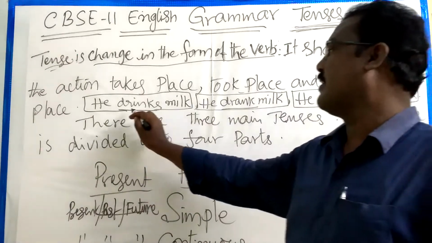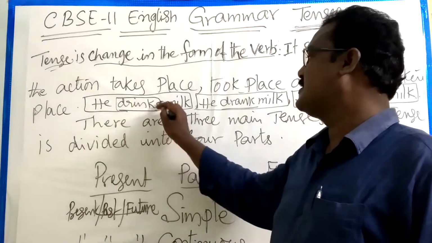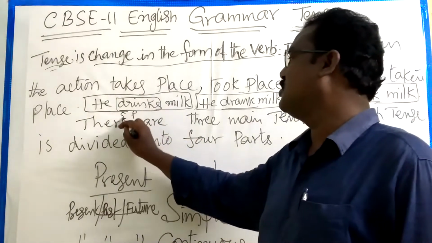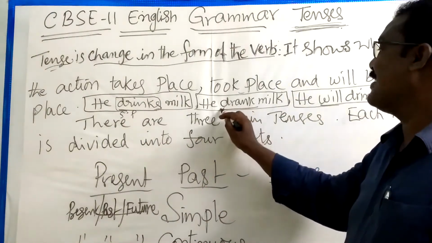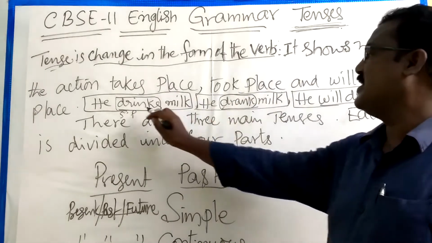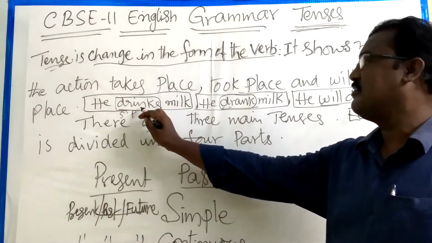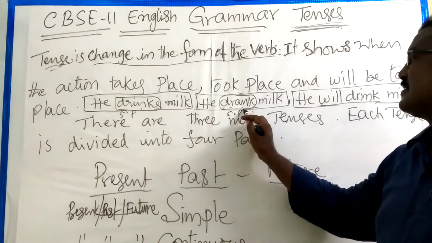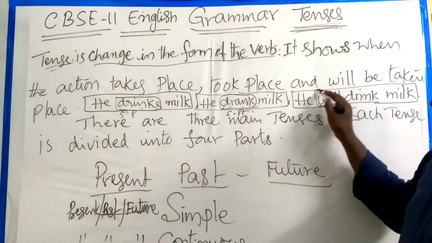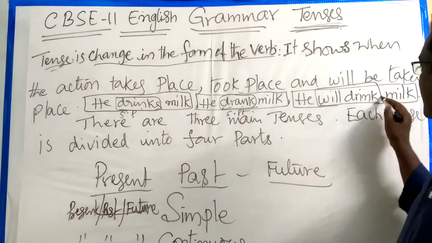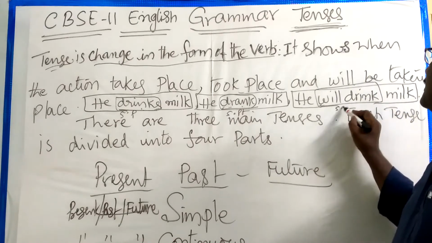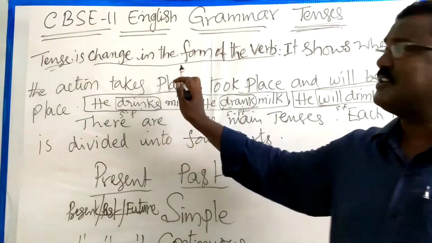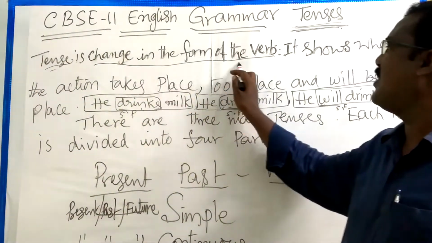For example, here, he drinks milk, present verb, means simple present. He drank milk. See here, if you observe the two verbs, first verb drinks, second verb drank. This is simple past. And the third one, he will drink milk. This is simple future. So here, according to the definition, change in the form of the verb.